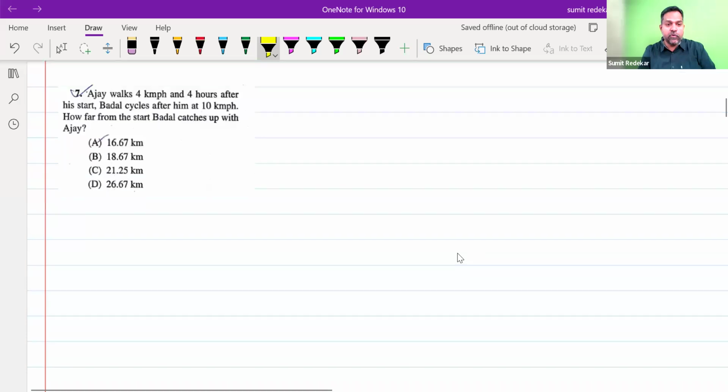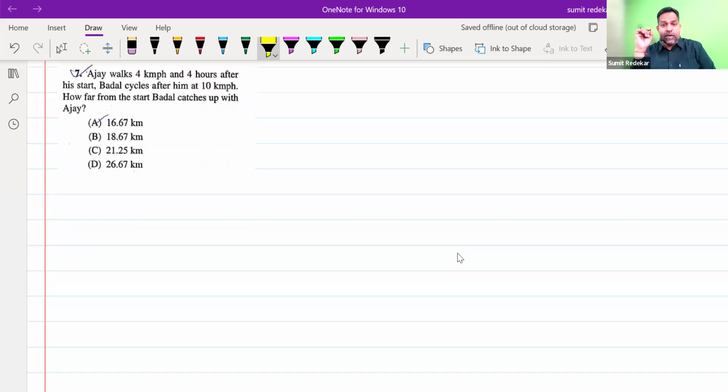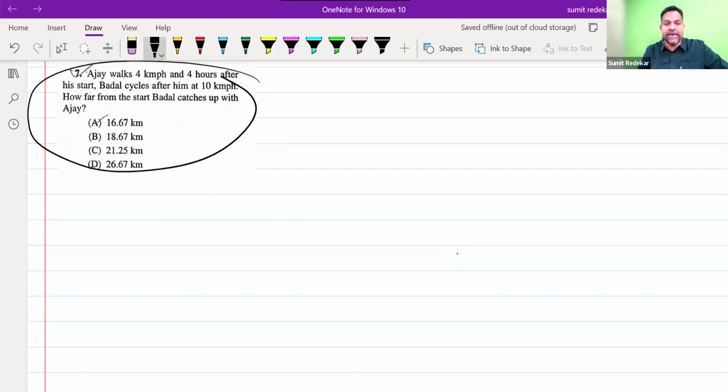Swiftly moving on to question number 7. Now, I said this time and again that chapters like variation, chapters like distance, speed, time are very simple chapters, very basic chapters, so they go out of the way to twist the questions a little, which they have done with a distance, speed, time question.